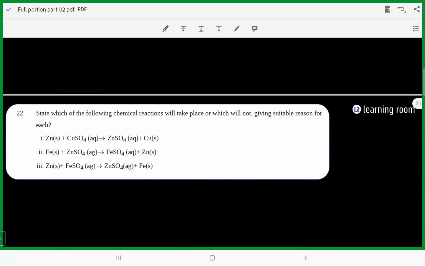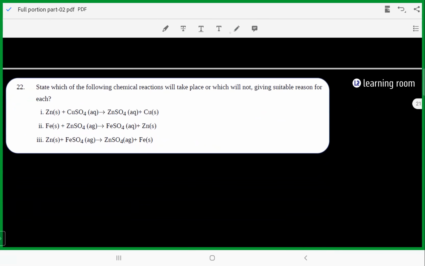And then state which of the following reactions will take place or which will not. Give a suitable reason for each. So solid zinc reacts with copper sulfate. It gives zinc sulfate and copper. And then iron reacts with zinc sulfate, it gives iron sulfate and zinc. And third, zinc reacts with ferrous sulfate, it gives zinc sulfate and iron.